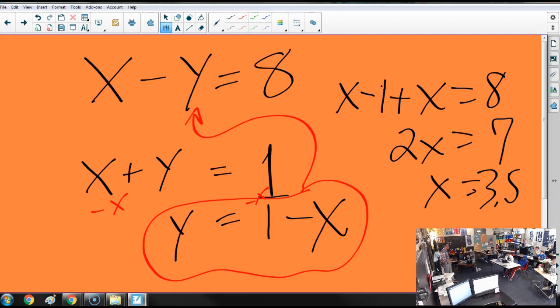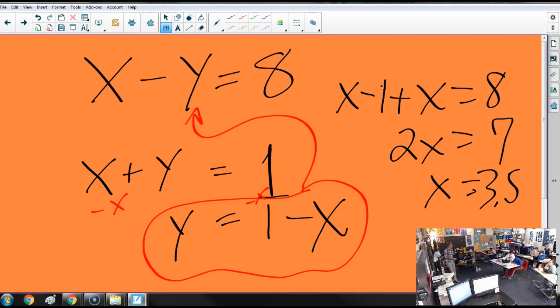Are you with me? Write that down. Take a moment. Show your work even. Yep, we subtracted x from here and we subtracted x from here. I just wrote it kind of small so it becomes 1 minus x. This is simultaneous equations. Yeah, it's a system of equations is what we call it.